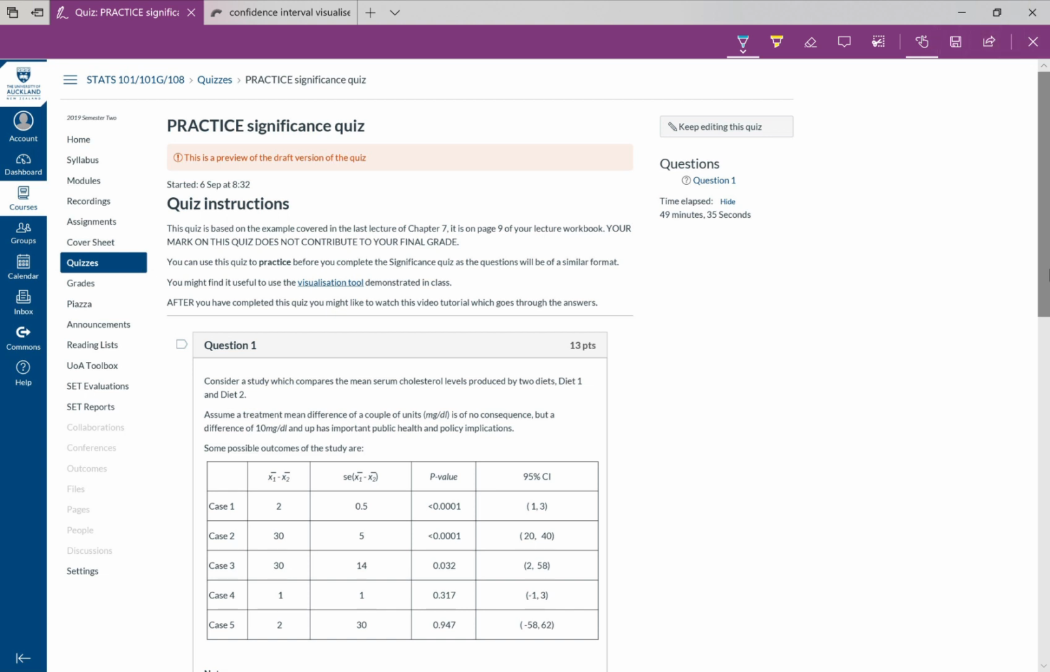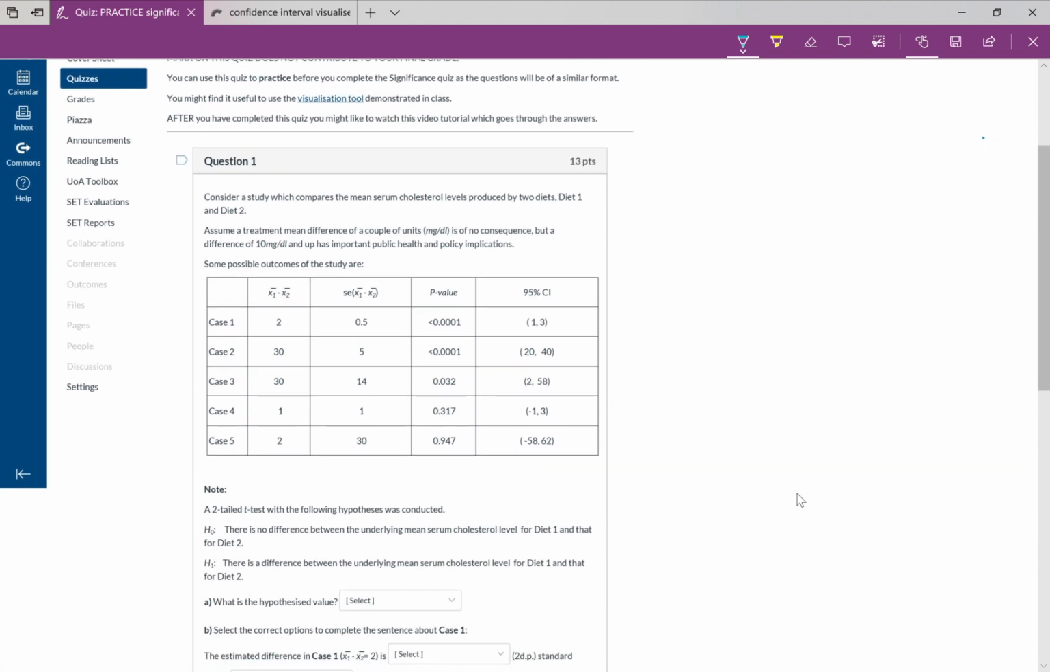Okay, hello. So we're going to have a go at this quiz. First thing we need to look at is the context. So if we have a little read, it's about two diets comparing mean cholesterol levels across the two. Now it might sound familiar, it is. This is the example from the end of chapter 7 and it was done in the last lecture of chapter 7. So if you've got any further questions, that's a good lecture to go back and rewatch.